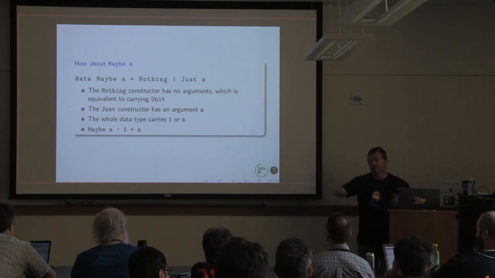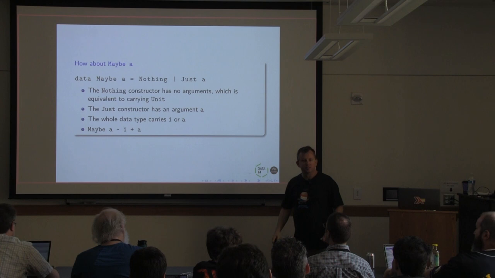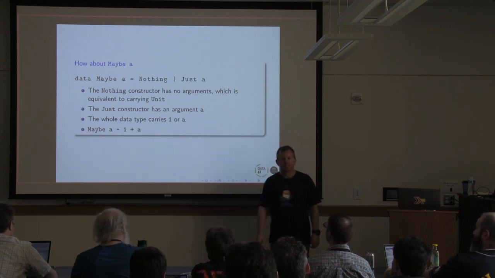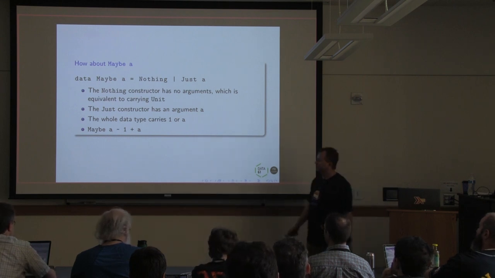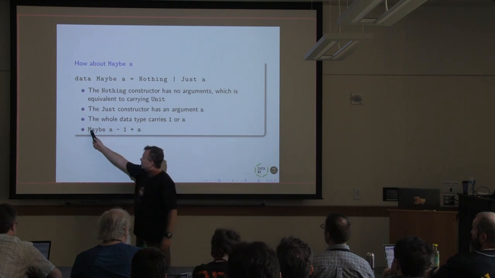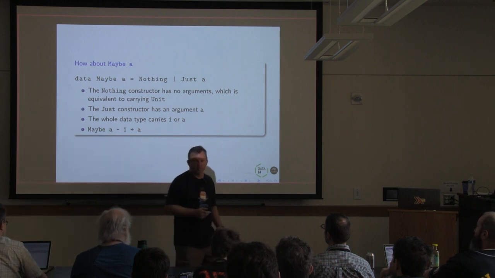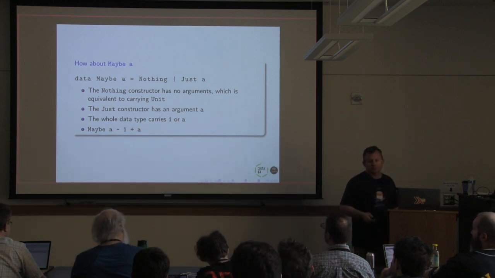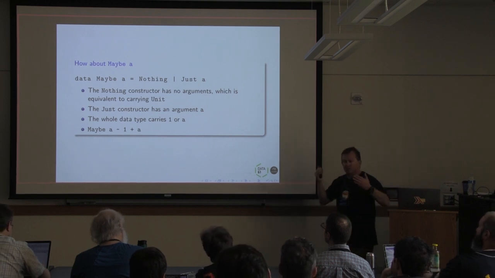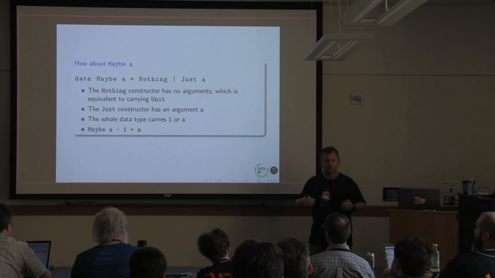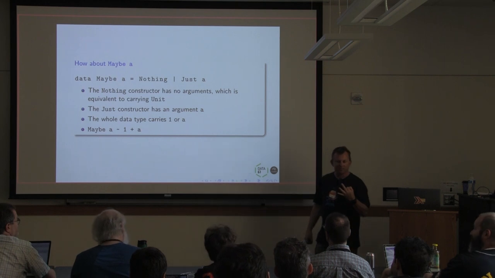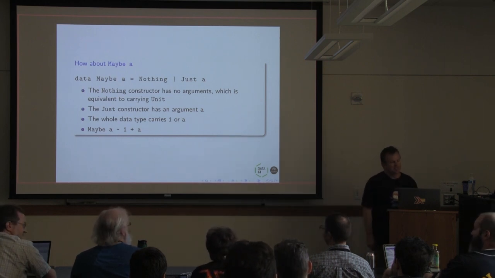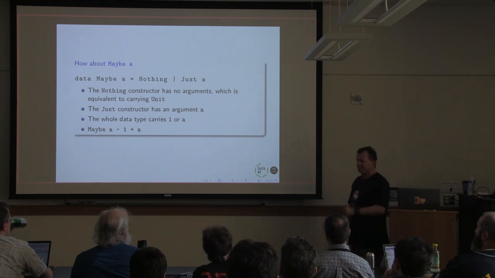If I ever said to you, hey, what's Maybe three? You'd say four, right? What's Maybe Bool? It's three, right? If I said, what is one plus Bool, which is two, you'd say three. Maybe Bool is three. Another way of looking at that is, I'm thinking of a value of the type Maybe Bool. I'll give you three guesses. You'll definitely get it correct, unless you answer the same thing. You could be silly, you'd say nothing, nothing, nothing.